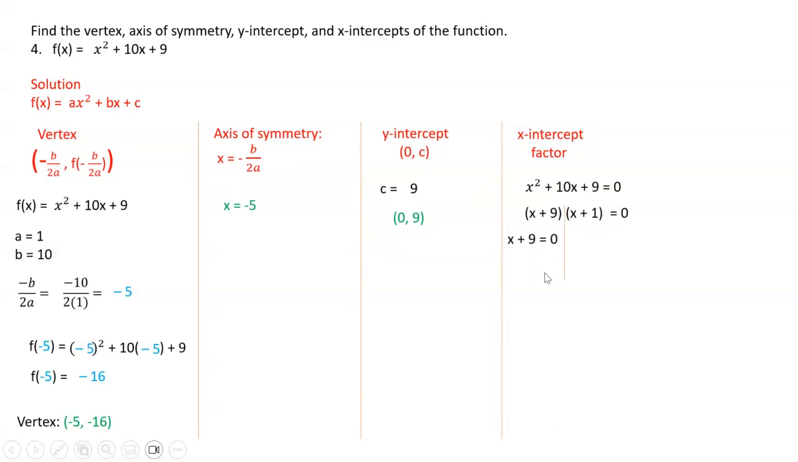So we let both equal 0. So x equals negative 9, because here, guys, on the x plus 9, we subtract 9 from both sides. So x equals negative 9, and x equals negative 1. Okay, let's continue. So these are my x-intercepts.